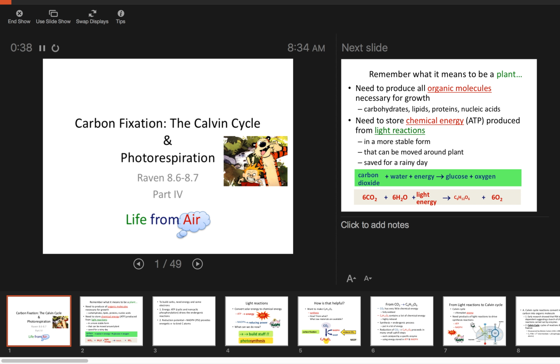So carbon cycle, sorry, not the carbon cycle, the Calvin cycle, which is fixating CO2 and bringing it into the plant. And then I'm also going to hopefully finish photorespiration. If not, it will just kind of bleed in tomorrow. But basically life from air.